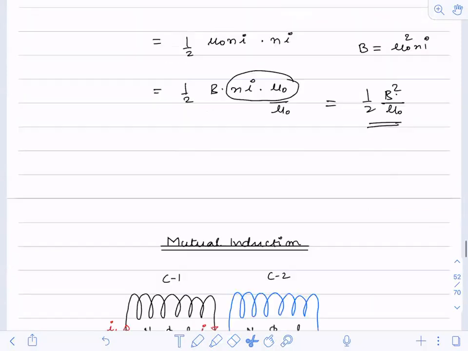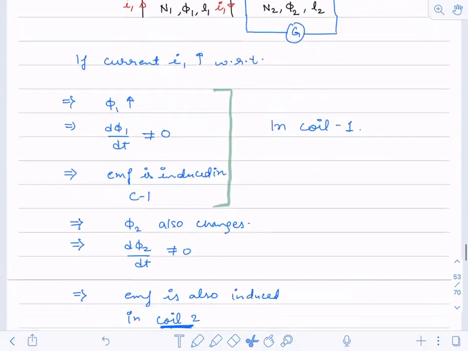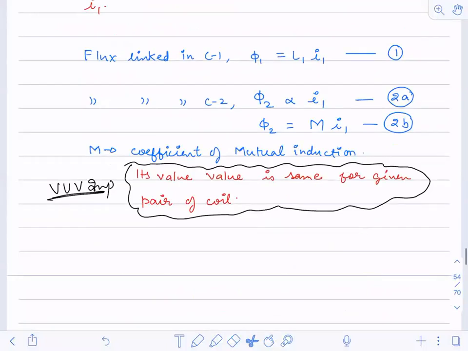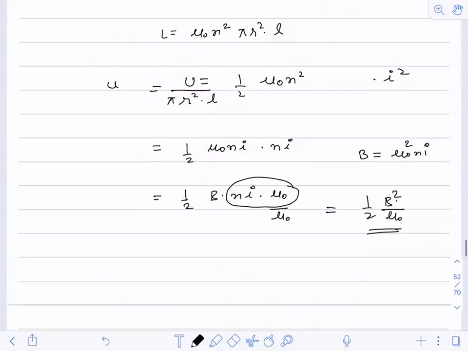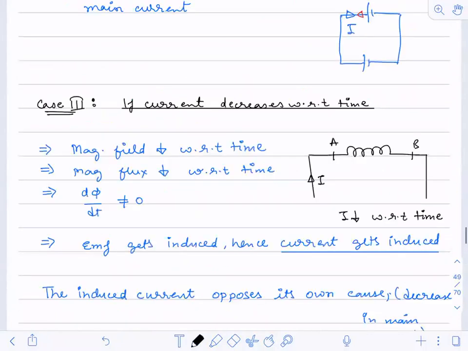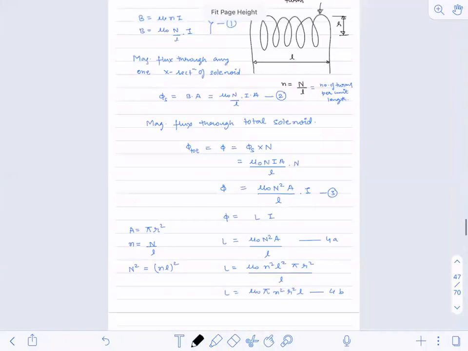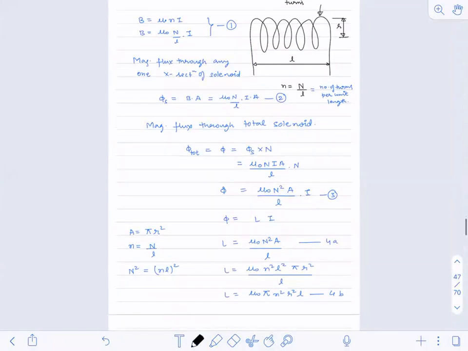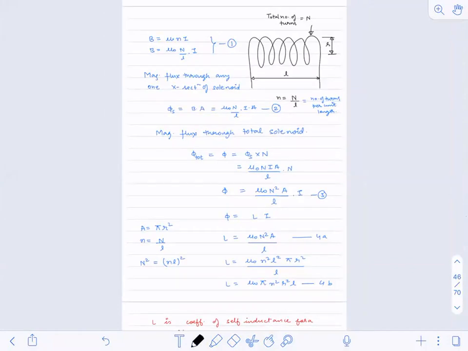Now, after this, we had done mutual induction. We had studied the concept of mutual induction and derived the value of M. Mutual induction is a standard case which is asked so many times in board exams. I have already told you that whenever you write a midterm exam, I will give you this derivation.